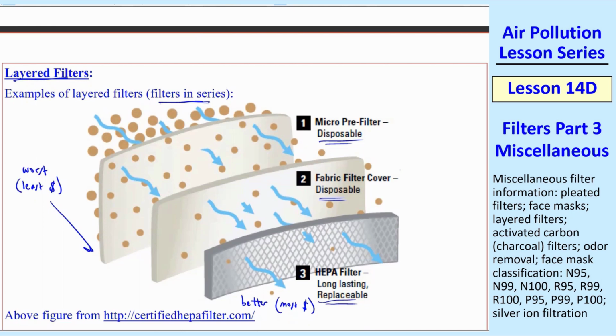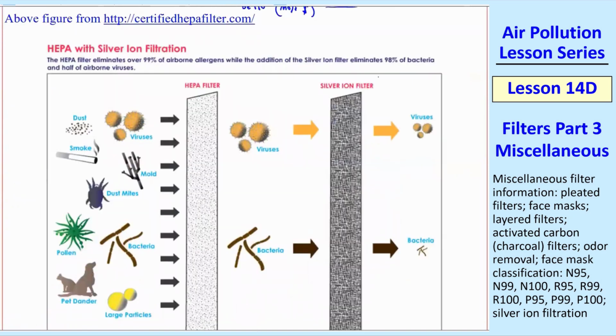So what you'd rather do is have a cheap paper filter first that collects a lot of these big particles and starts clogging more quickly. By the time it gets to the HEPA filter, only the smallest particles remain, and those are collected by the HEPA filter. Briefly, there's also something called a silver ion filter, and other metals can be used, copper and brass.